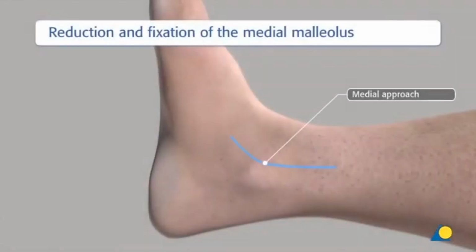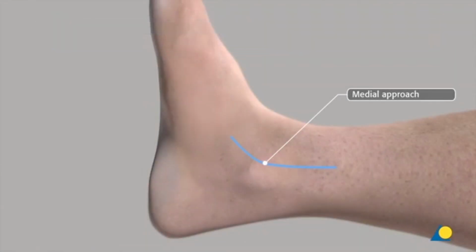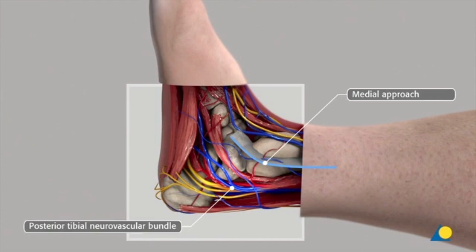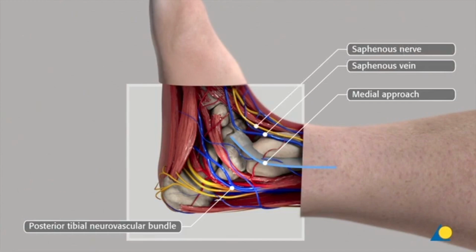On the medial side, a medial approach is used. The approach is made through an anteriorly curved medial incision on the medial malleolus. The posterior tibial neurovascular bundle must be respected. The surgeon should be aware that the great saphenous vein and the saphenous nerve lie anterior to the incision.